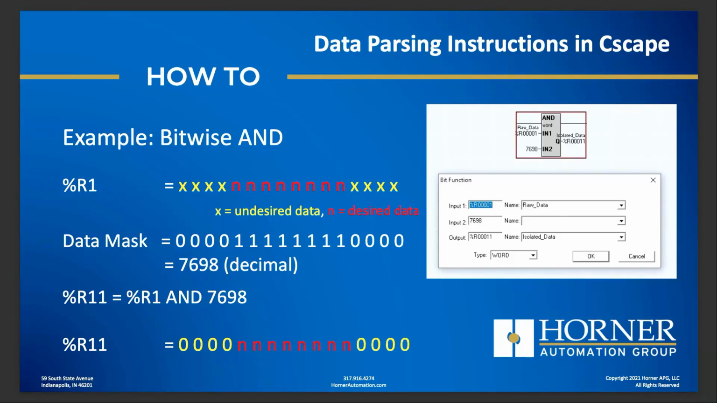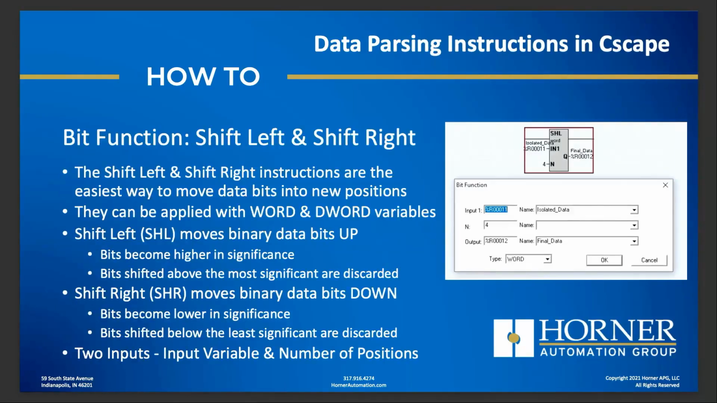All right, so that's what the AND can do for us. It doesn't get rid of unwanted data completely, or it doesn't necessarily move the data we want to keep around, but it does get rid of the data we don't care about. Okay, so that's the bitwise AND function. But that's just one of the functions you may have to use in a parsing application. Let's take a look at another one.